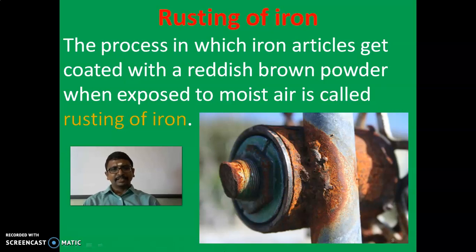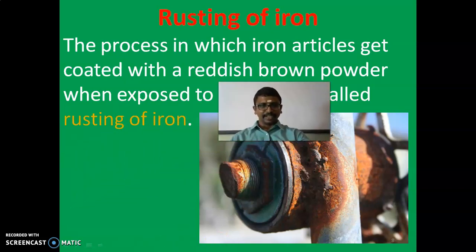When the iron reacts with moist air, moist air means H2O plus oxygen. It forms ferric oxide, Fe2O3 plus H2O. It is the rusted iron. So we can see the equation. It's very interesting.